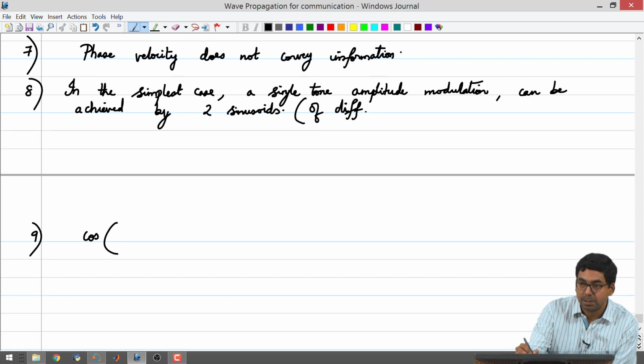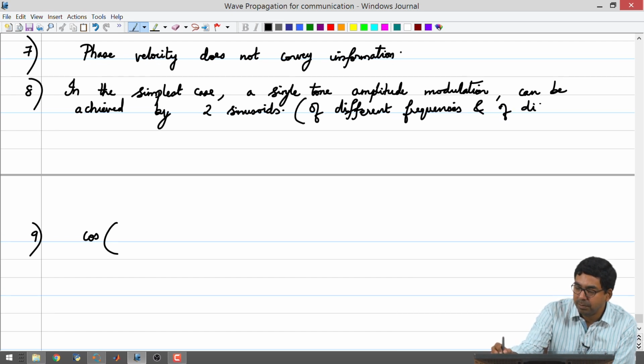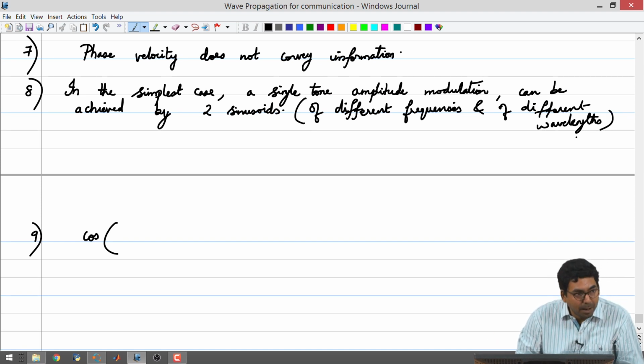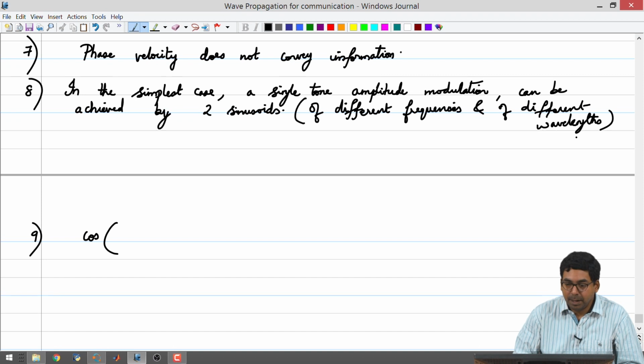You cannot say just two sinusoids, they could be just differing by phase. So, I want to be clear: two different frequencies and of different wavelengths, that means different beta. So, I am choosing two waves of different omega and different beta. In order to highlight this difference, I am just going to use some delta omega and delta beta difference between the two waves.